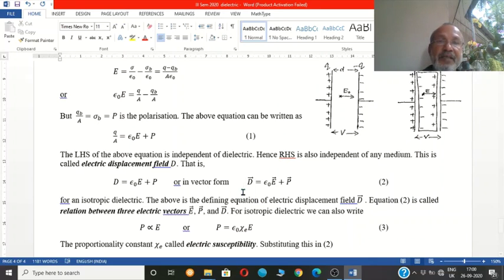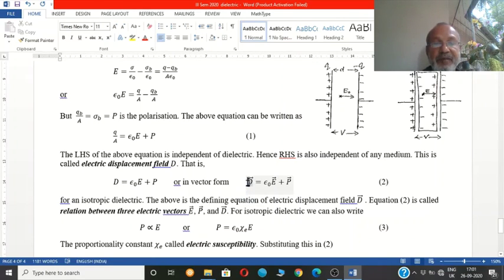There is a similar relation in magnetism also that you will be studying in this present syllabus. Dr. Sadish will teach you that. In that case also there are three magnetic vectors, B field, H field and magnetization M. And there is a relation between the three magnetic vectors B, H and M. That relation is B is equal to mu 0 into H plus M.